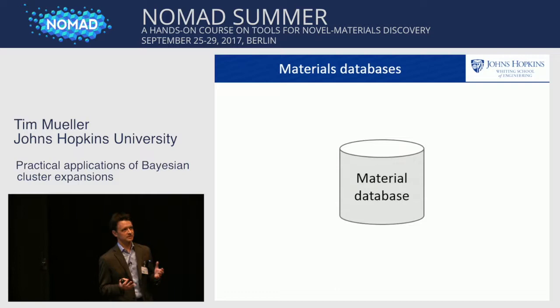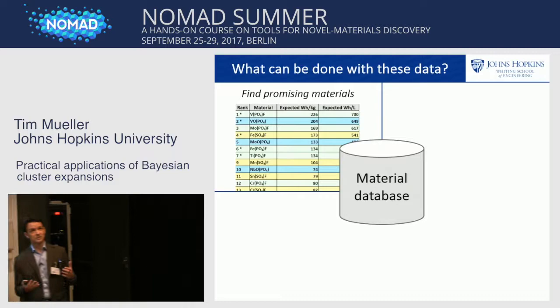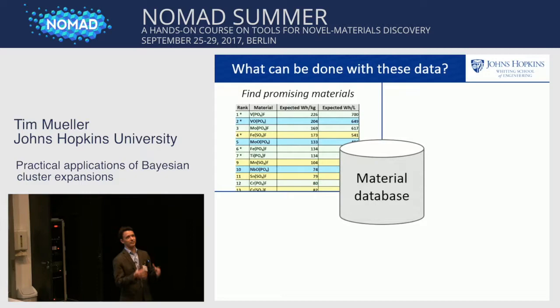The first one is what everyone kind of dreams about, which is that you search through all these data, and you know what properties you want for your particular application, and you try to find a material in that database that has all the right properties, and then you commercialize it, and it's a great success. So this is number one.